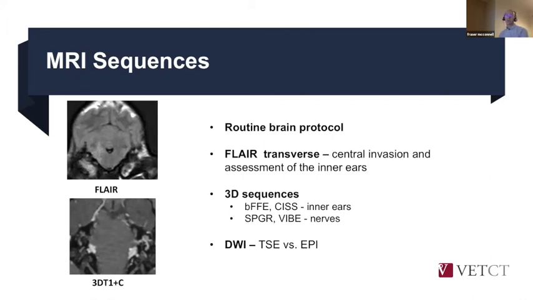In terms of MRI protocols, we want to do a standard brain protocol, but additional sequences which are valuable would be the FLAIR for assessment of the inner ear fluids. 3D sequences are very important for assessment of vestibular disease for the peripheral cases, and there's two types here which are valuable. So the heavily T2 weighted ones, such as the balanced FFE or CISS for assessment of the inner ears, and then post-contrast T1 weighted volumetric sequence with fat saturation are kind of required really for reliable assessment of the facial and vestibular cochlear nerves.